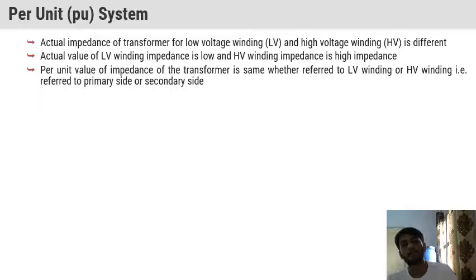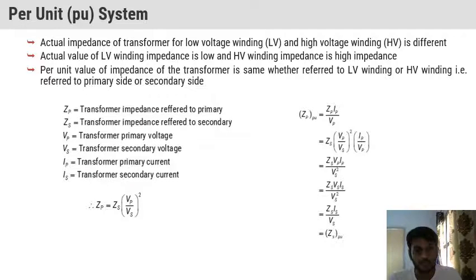Okay, per unit value of impedance of a transformer is the same whether it is referred to the LV winding or the HV winding. So this is another advantage of the per unit system: you don't need to calculate or convert when you refer the system from LV to HV or HV to LV. This is also a very important advantage.